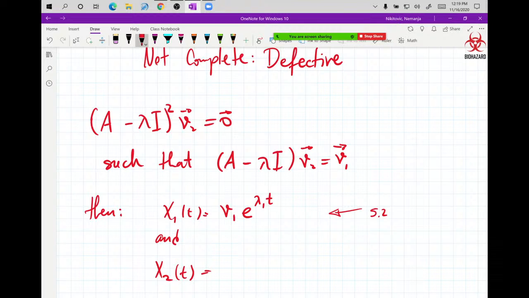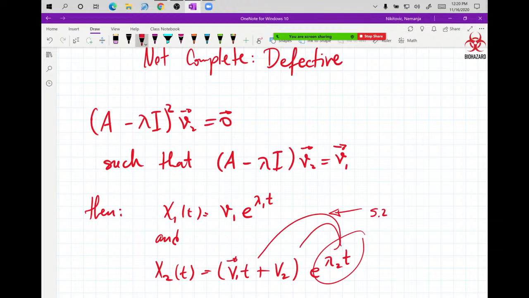x2 in that case will be v1t plus v2 on e to the lambda 2t. So that's the lambda 2 that was repeated. And as you can see, this one goes to both of these. So this was coming from the 3 by 3 case, let's say. Could be 2 by 2 as well.